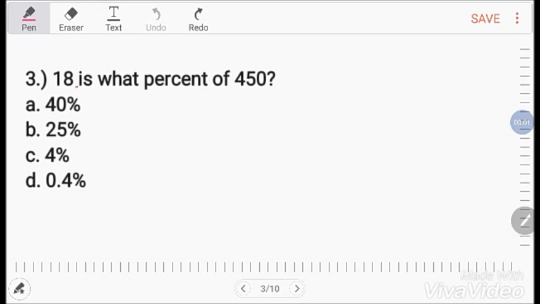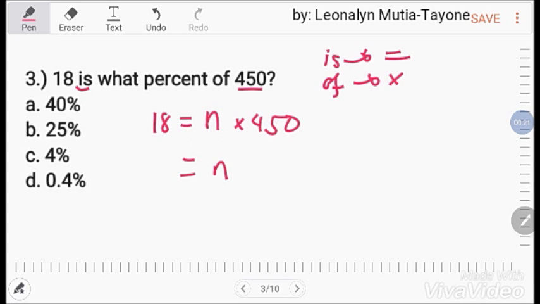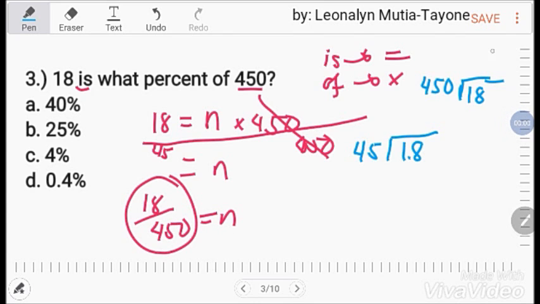Number 3, 18 is what percent of 450? So, yung "is" equal, at saka yung "of", multiplication. 18 is what percent, let n be our percent or number, times 450. I-isolate si n dyan. Paano mag-isolate? I-divide mo siya lahat ng 450. Para makancel siya, nandito na si 450. So that means 18 divided by 450 equals n. Ito ang isolve natin. Inulit ko lang para mas klaro.